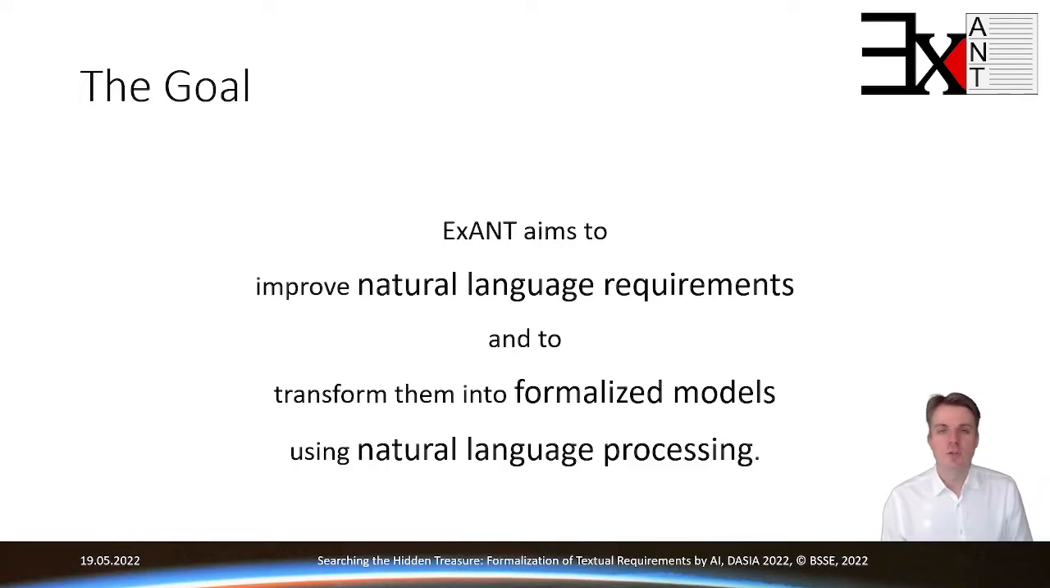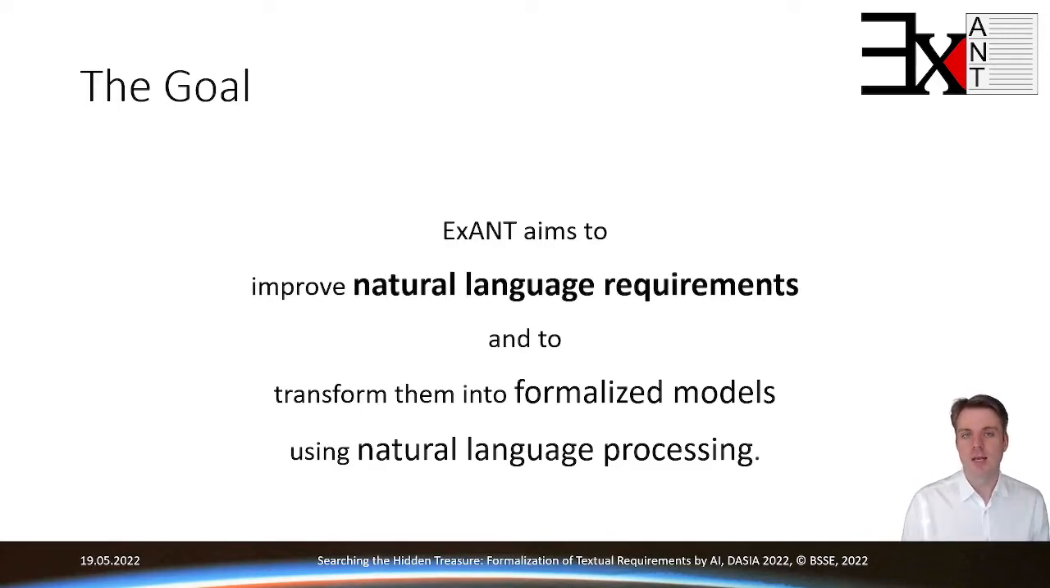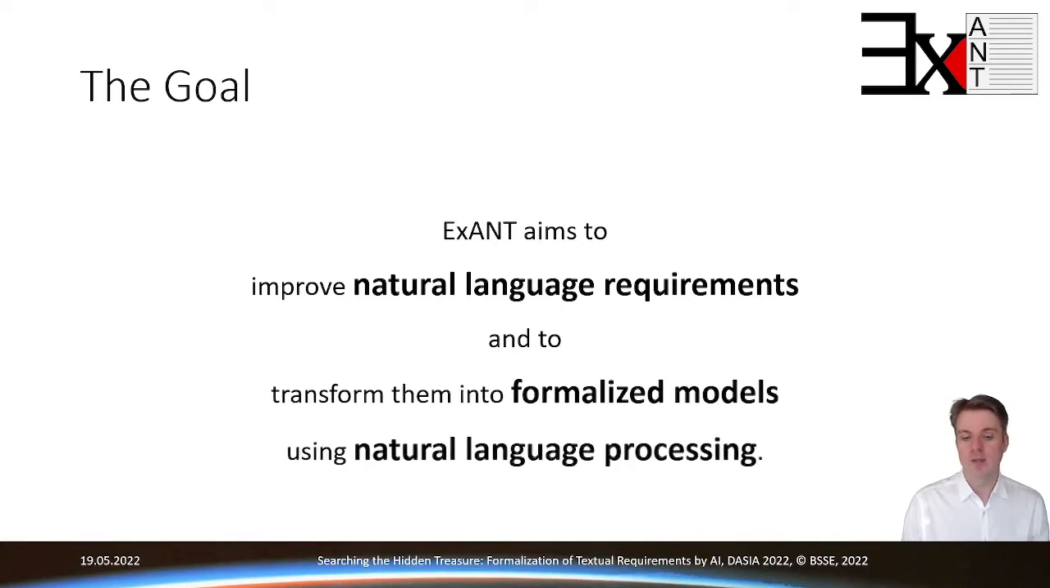ExANT is a project that is being done with a set of German institutions, and ExANT is a German acronym. But let's suffice it to say that the goal of ExANT is to improve natural language requirements, transform them into formalized models using natural language processing, and then use those formalized models to do automated software engineering with them.